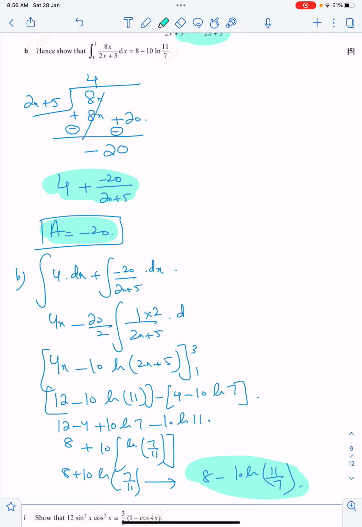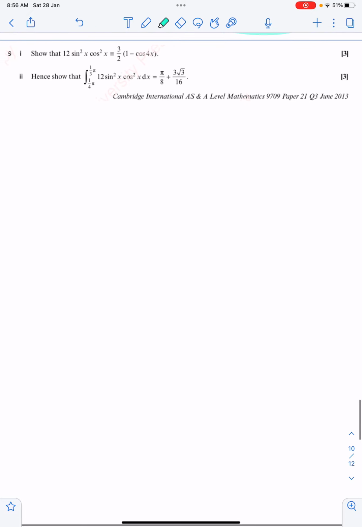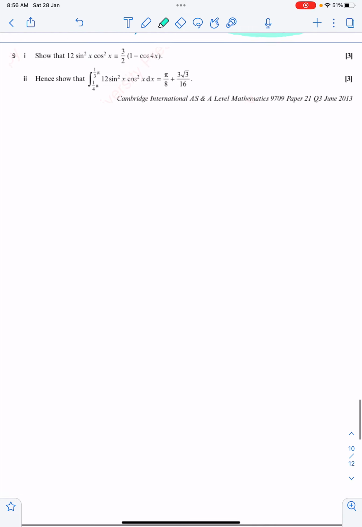Moving on to the next question. Show that sine square x cos square x is equal to 3 upon 2 minus 3 upon 2 times 1 minus cos of 4x. We know the identity here, since they've written all in terms of cos x.